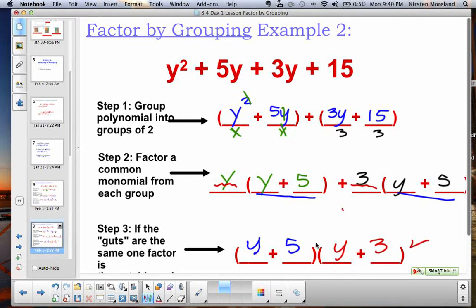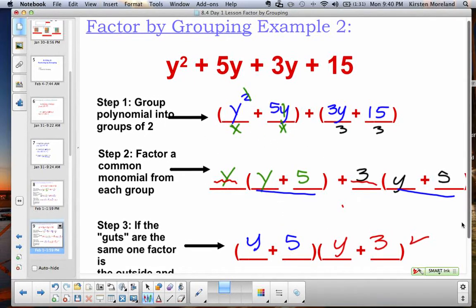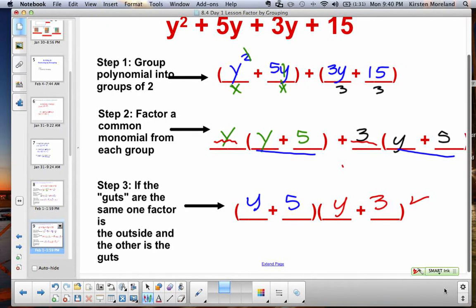And again, you could FOIL it out and check your answer. So I'm going to do that just to show you that it's the same. So if I do y times y, I get y squared. If I do y times 3, I get 3y.